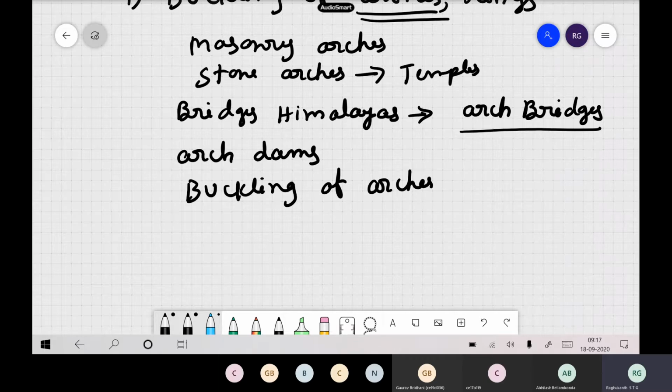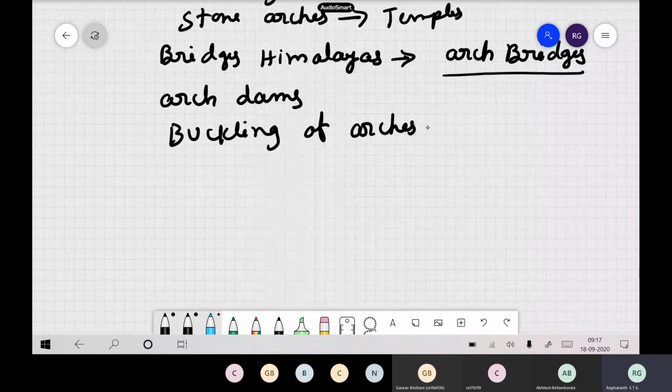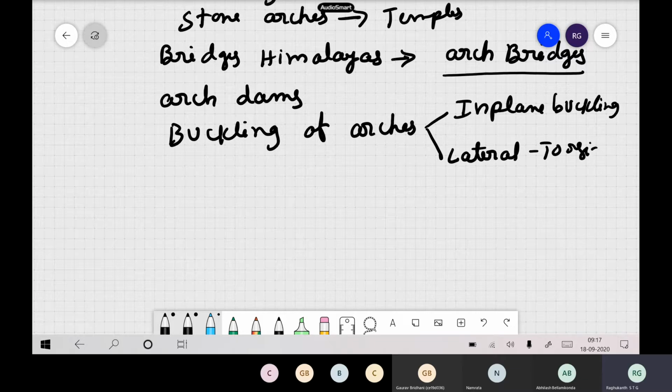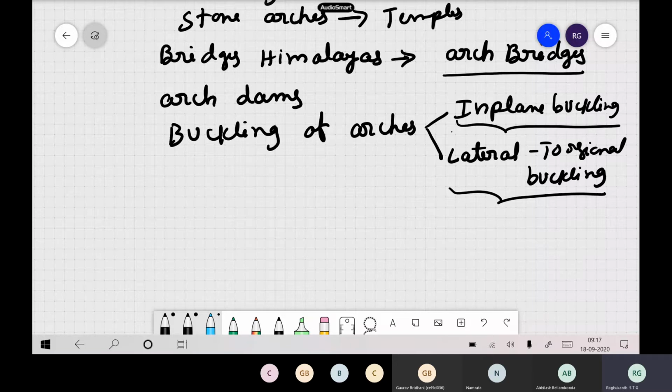Okay. Now in arches also, there are basically two types of buckling. One is in-plane buckling, we say. Okay. This is in the same plane. Then the other one is, for arches also, there is a chance of lateral torsional buckling actually. Okay, so it can also buckle like a beam. I think it may buckle in the other direction actually. Okay, so this also may happen. So two types of buckling modes are there.